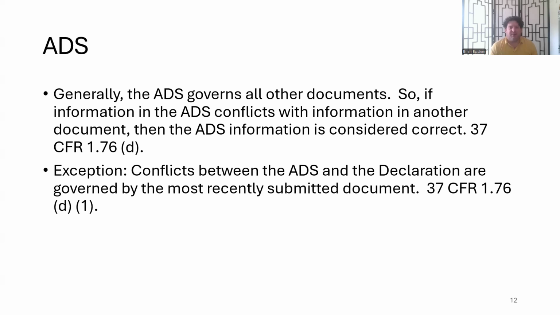There's one major exception, and that is that conflicts between the ADS and the declaration are governed by the most recently submitted document. So if your ADS is filed first with one inventor name, and the declaration is filed later with a different inventor name, the declaration controls there. That is the true name of the inventor. So we have to update the ADS, but generally speaking, in all other situations, the ADS will govern the declaration. The ADS has the correct name, and if you don't like it, you change it there. You don't change it in, for example, a previously filed declaration.